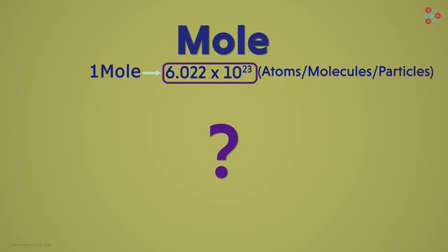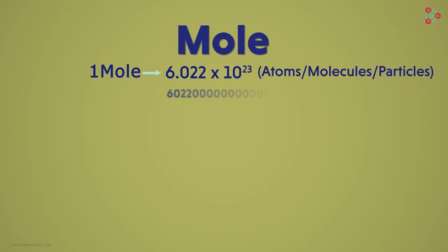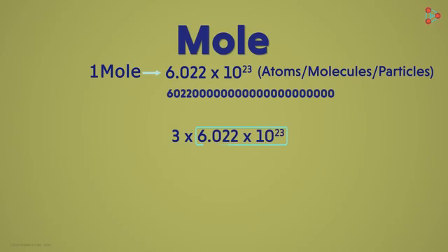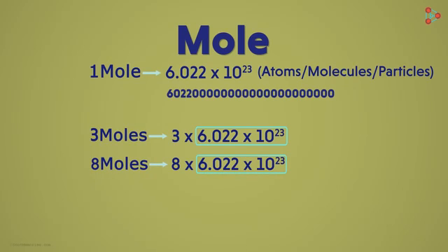Isn't this number huge? If I have to write down the zeros, this is how big the number will look. 1 mole of anything has these many particles. Now let's say we take a substance which has 3 times the number of particles here. Then we say that this is 3 moles of this substance. And what if we have a substance which has 8 times the number of particles here? That's correct. It will be 8 moles of that substance.